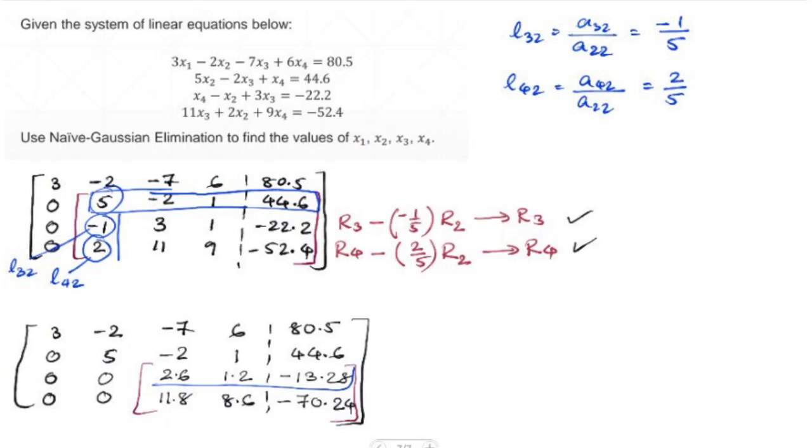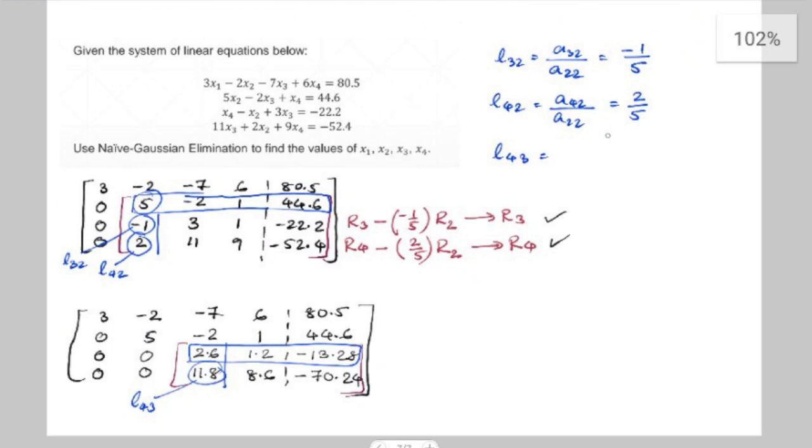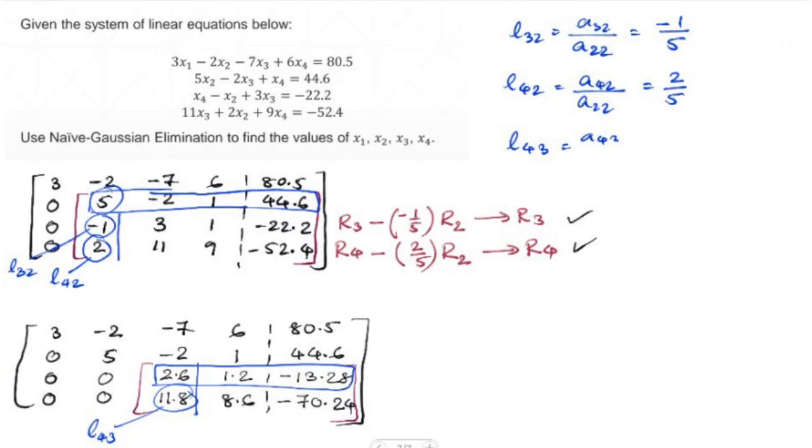Okay, now we will work with our next matrix, which is this one here, and again we will freeze the row 1 and we'll make the first column all elements below the first element zeros, and this one we know is L43. So L43 is equal to A43 divided by A33. So we divided by the first element in the row that we freezed. So we have here 11.8 divided by 2.6. And now using that, we'll create our row equation for the row 4 here. So we have row 4 minus L43, which is 11.8 divided by 2.6 times the row that we freezed, which is row 3, and our results we'll put in row 4.